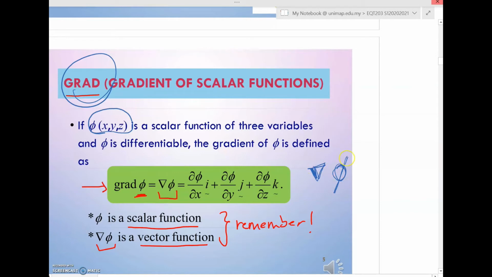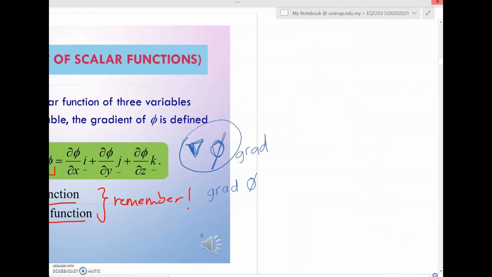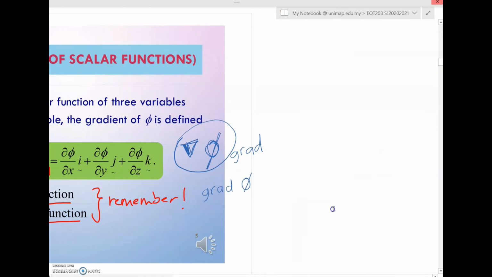Del operator operates on phi, where phi is a scalar function. This is what we call the gradient. Gradient equals grad of a scalar function. We call it phi. It can be f, it can be g, whatever symbol you want to use, as long as it does not contain any direction, or it is not a vector field. So grad phi is equivalent to the del operator operating on a scalar field.